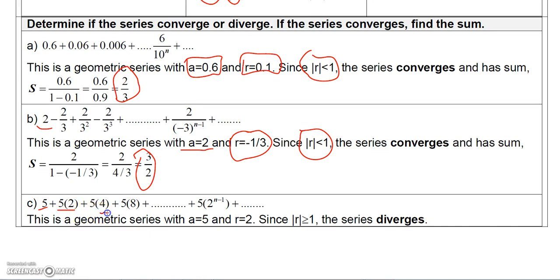Now on this one, A is 5, and you're multiplying by 2 to the first, 2 to the second, 2 to the third, and so forth. So R is 2, and since the absolute value of 2 is greater than 1, the series diverges.